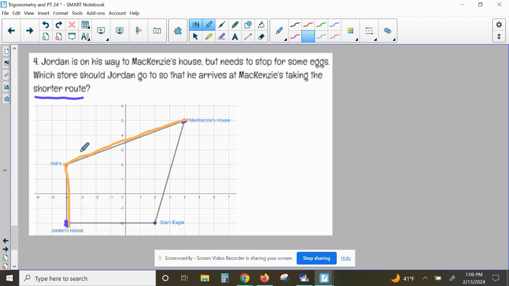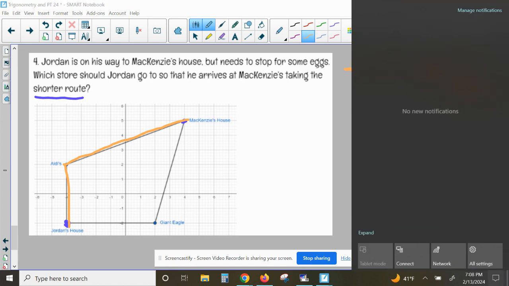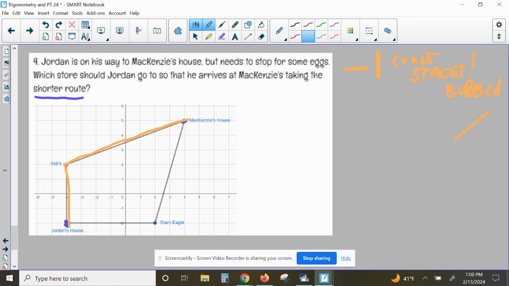Remember, on a graph, if it's horizontal or vertical, then you can count spaces, counting bubbles. If it's diagonal, you cannot count bubbles. You're going to either have to use the distance formula, or make a fake triangle out of the diagonal, a right triangle. So let's go ahead and start counting.